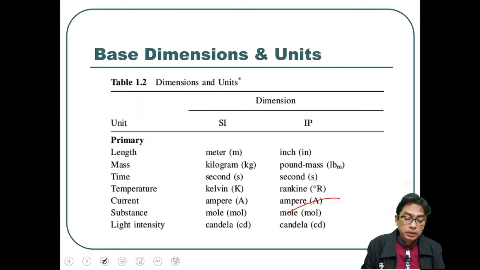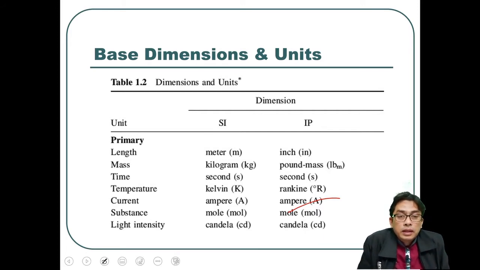So this is, for example, for length, the SI unit we use meter. For the imperial unit, use the inch. And then we have mass, also have a different usage of units, but they're giving same dimension. They are measuring the same dimension, which is the mass and length, but we give different units. These units are not the same. We need to have a conversion value.